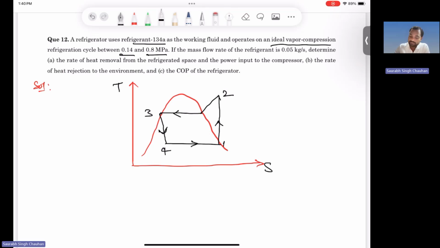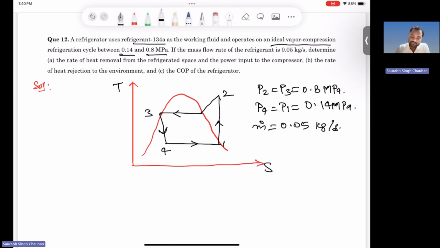Okay, the pressure range is given. So P2 is equal to P3. This is an isobaric process and the pressure is 0.8 megapascal. And P4 is equal to P1, and that is equal to 0.14 megapascal. What else is given? Mass flow rate of refrigerant is given. This is given to be 0.05 kilogram per second. And we need to find the other thermodynamic properties at the remaining points.